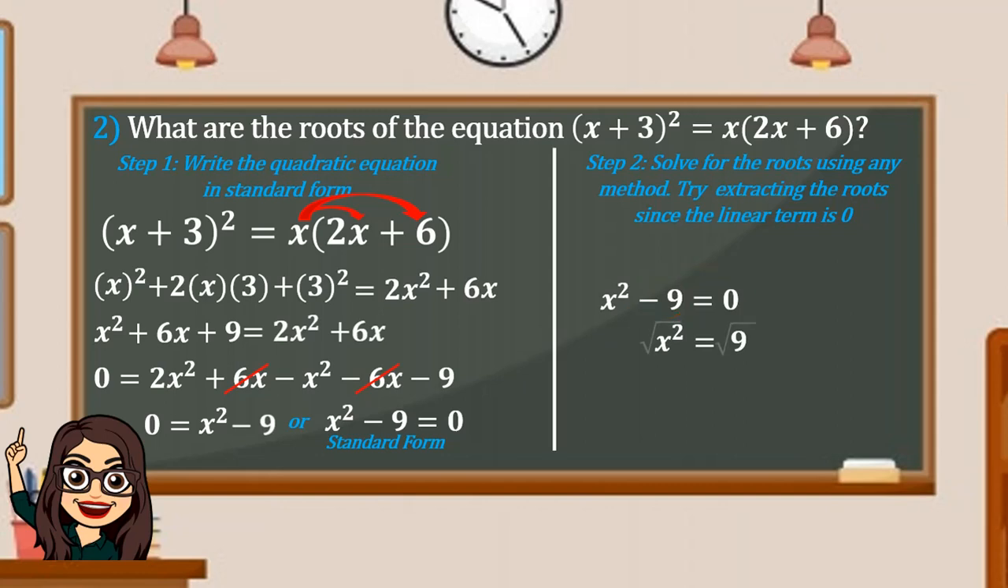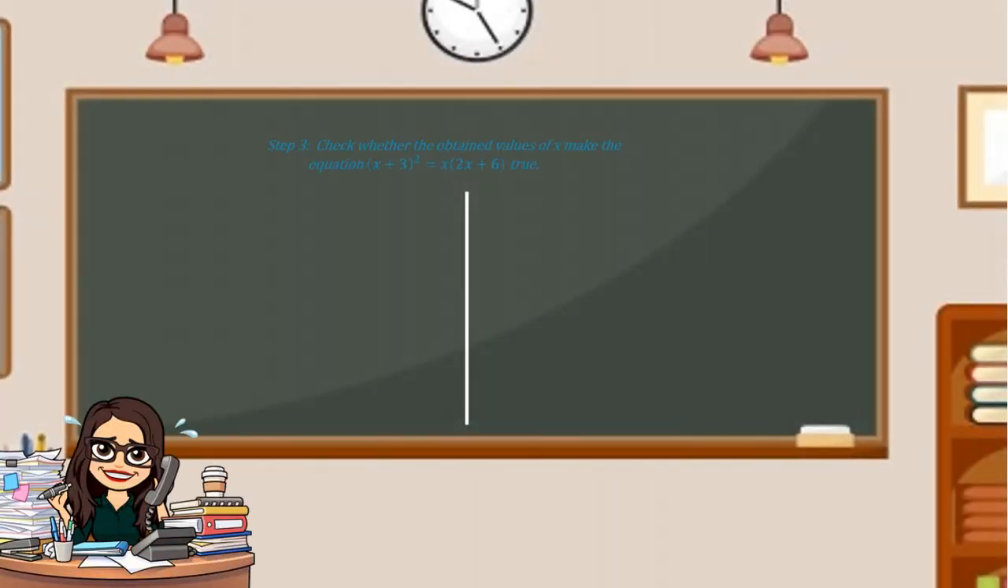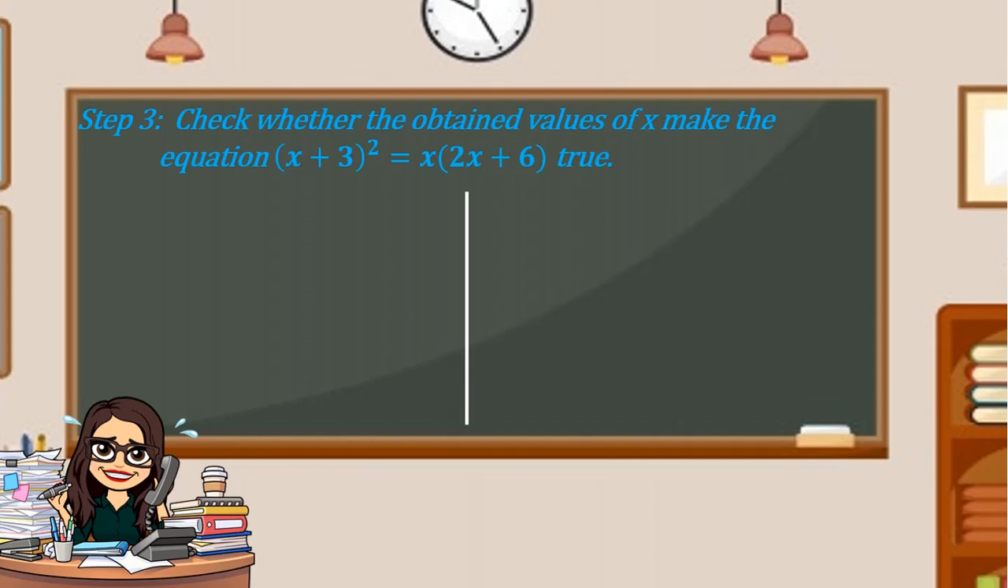And then take the square root of both sides. So for square root of x squared, the answer is x. The square root of 9 are positive and negative 3. So the answer now are x equals negative 3 and x equals positive 3. For step number 3, check whether the obtained values of x make the original equation true.